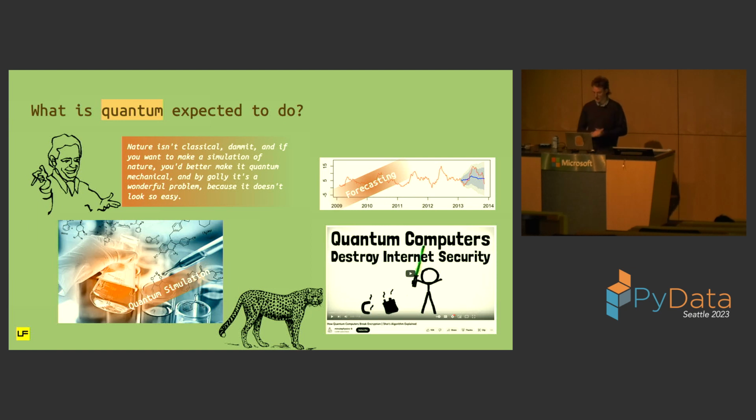Right, so what is quantum expected to do? There's this really nice quote from Richard Feynman, who was one of the first people to dream up quantum computation as a concept, and not necessarily the first, but he said, "Nature isn't classical, damn it, and if you want to make a simulation of nature, you better make it quantum mechanical. And by golly, it's a wonderful problem because it doesn't look so easy." And in particular, Feynman was interested in using quantum to simulate quantum, because the laws of nature for quantum mechanics can be very complicated partial differential equations that are very complicated to solve numerically, or they just scale very poorly as you increase your system size.